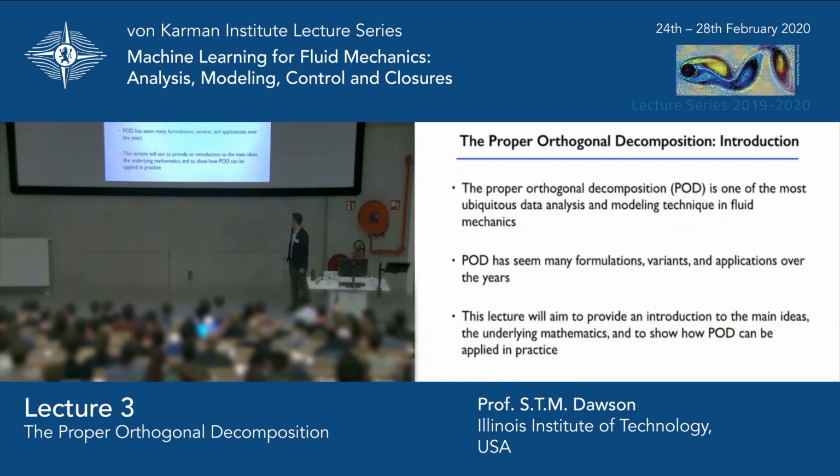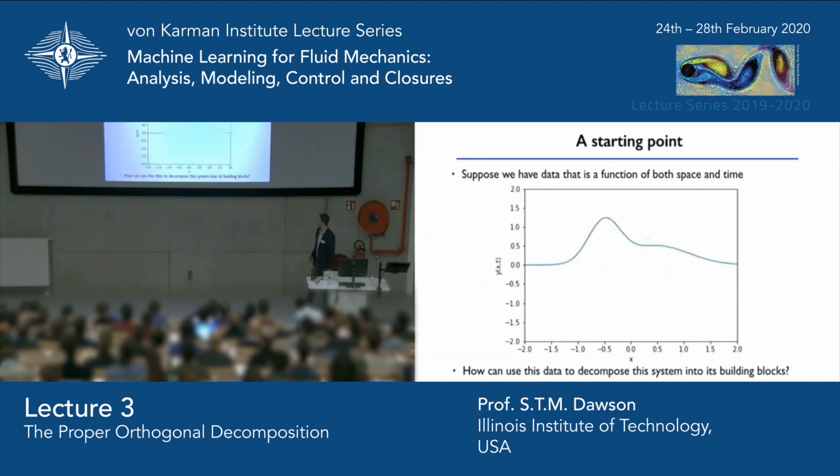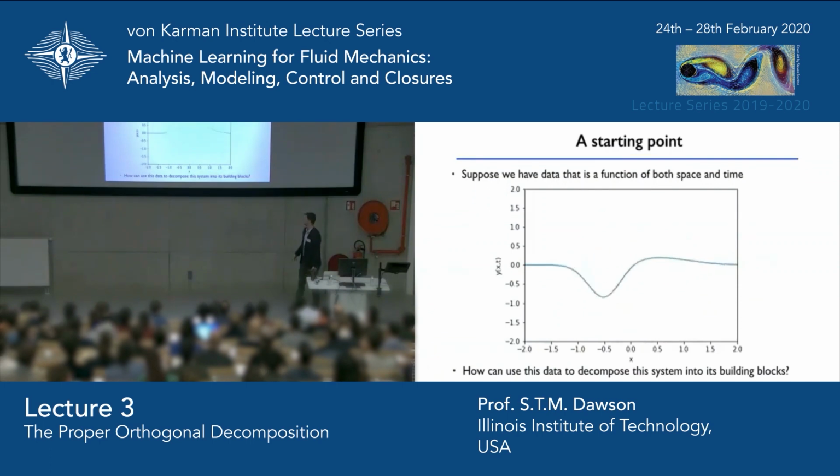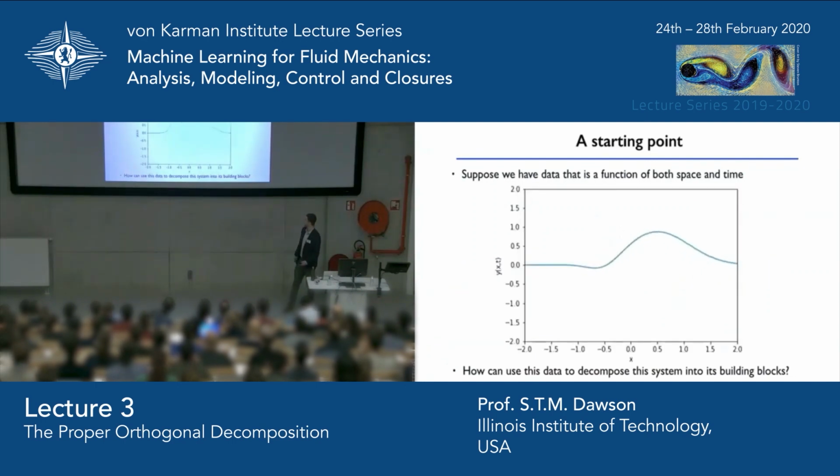As I said before, this lecture is going to provide an introduction to the main ideas, the underlying mathematics, and how the POD can be computed in practice. So what are we really trying to do here? Some of these ideas have been talked about in the first two lectures, but basically we're going to assume that we have some function or some data that is a function of both space and time. It could come from some underlying partial differential equation, but more generally it's just a data set. The idea is that we want to take this data and, using the data itself, decompose it into some sense of fundamental building blocks.